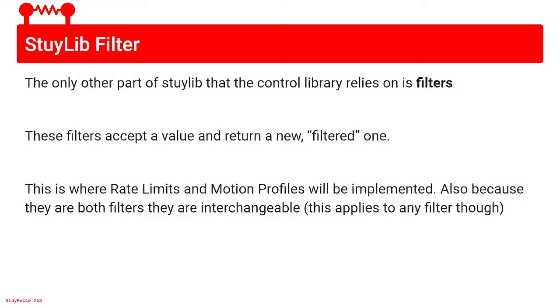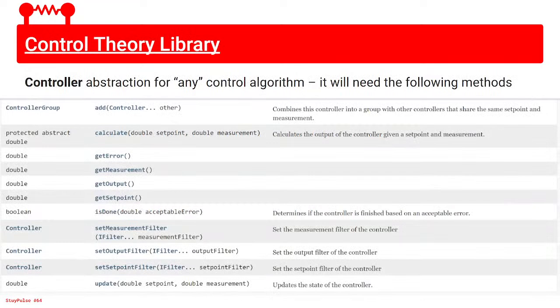And yeah, the fact that they're both filters is important for the polymorphism in our code, just to make it more flexible. So yeah, the control theory library starts at the Controller.java file. It's a controller class. It's an abstraction for any control algorithm, and it will need the following methods.